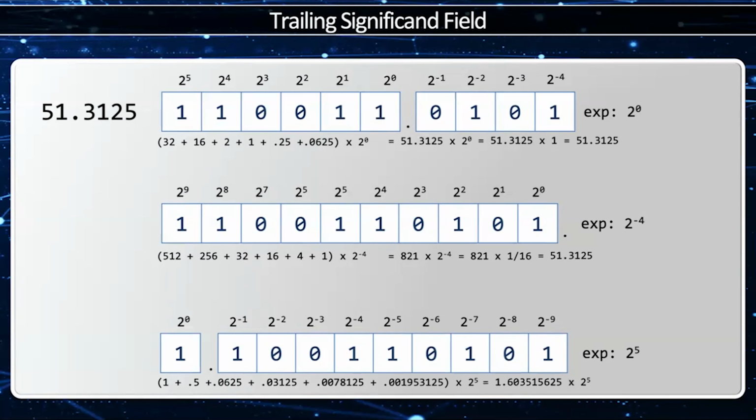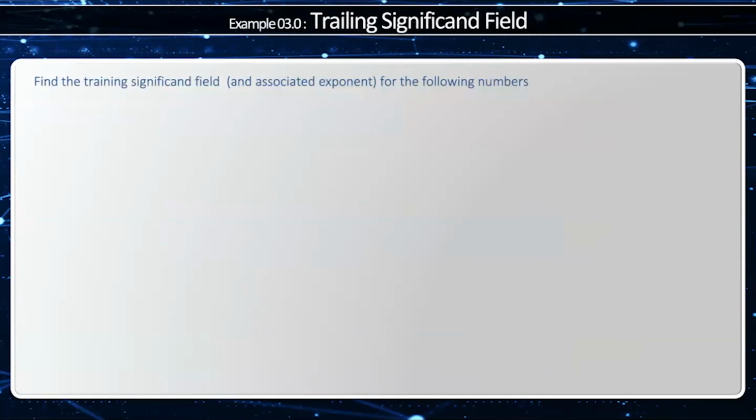1.6031351, and so on, which looks kind of random, but I multiply that by 2 to the 5, and 2 to the 5 is 32, and that actually gives me 51.3125. And that is my trailing significant field, 100110101. Okay. So let's see if you can find the trailing significant field and the associated exponent for the following numbers.